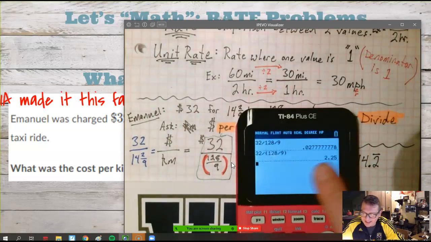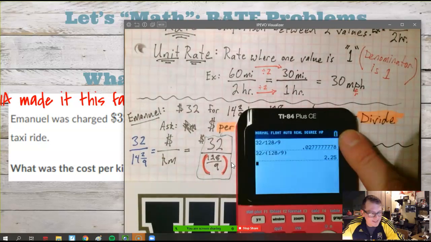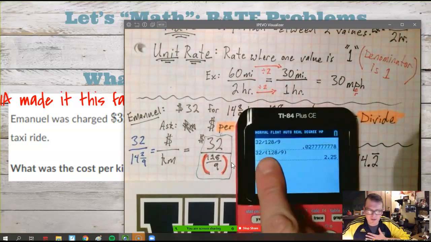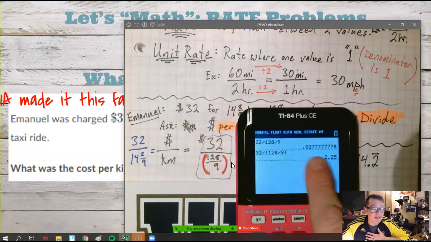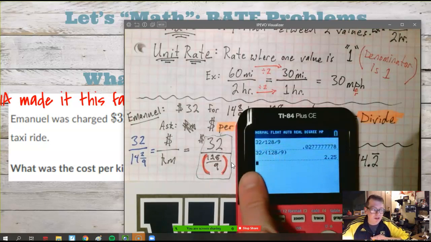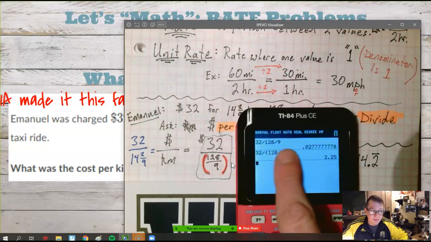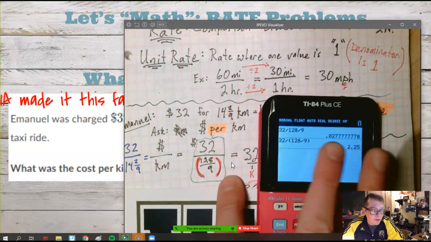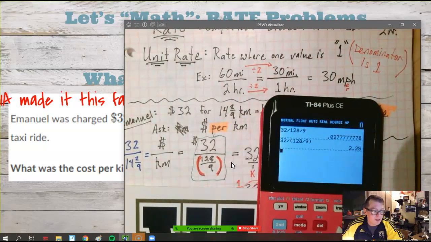This is different than this. Exactly what Lacey just said. I did 32 divided by 128 divided by 9. That's not what we're doing. We're doing 32 divided by the mixed number in the bottom. So these parentheses are very important when we go into the calculator.